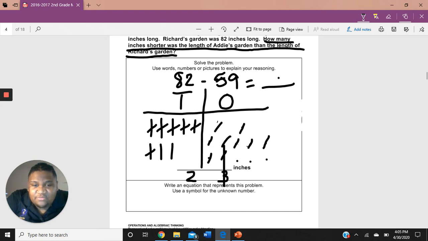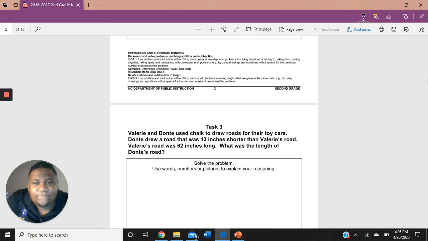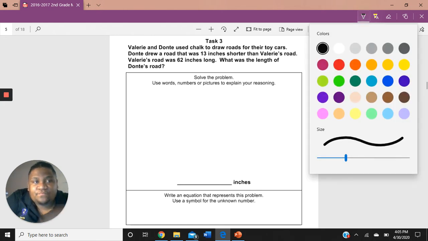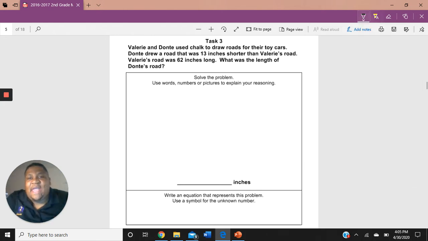All right, so let's move on to another problem. Here we go. We ready? Valerie and Dante used chalk to draw roads for their toy cars. Dante drew a road that was 13 inches shorter than Valerie's road. Valerie's road was 62 inches long. What is the length of Dante's road?